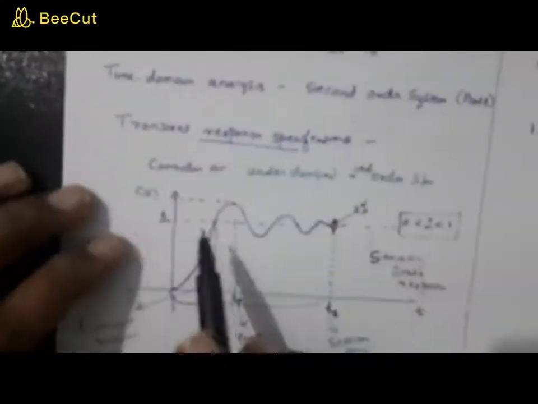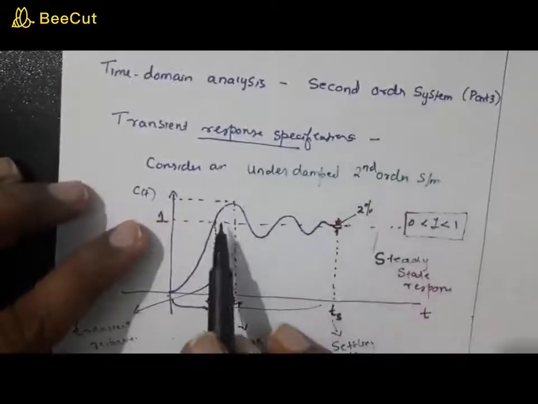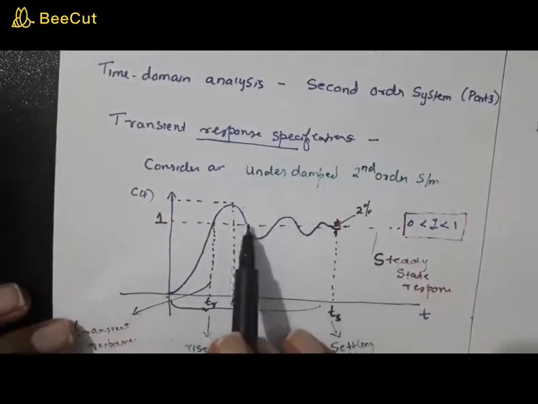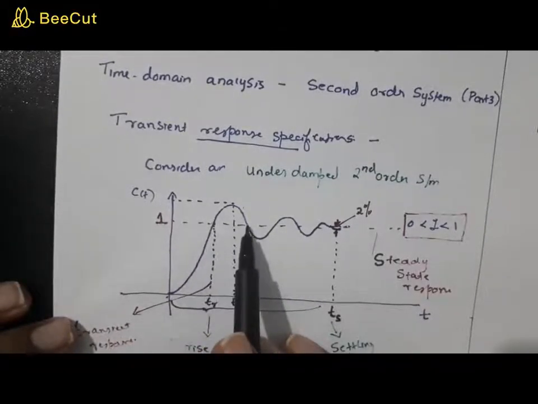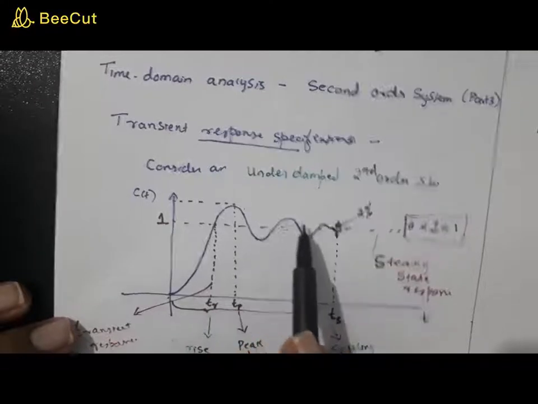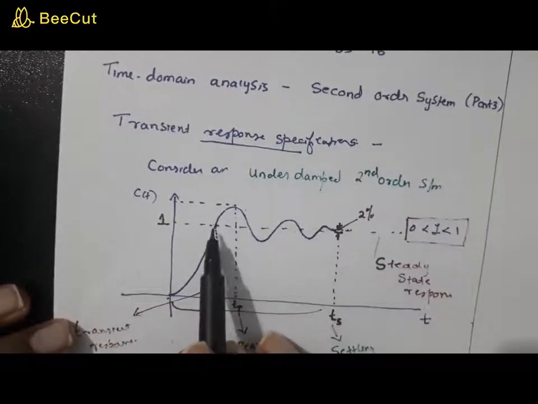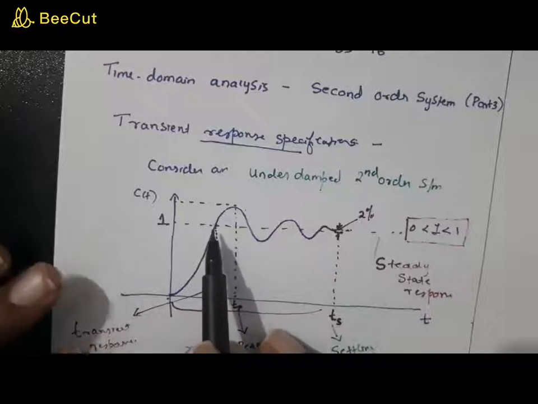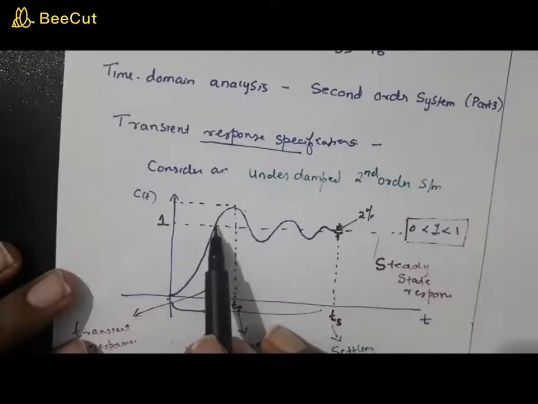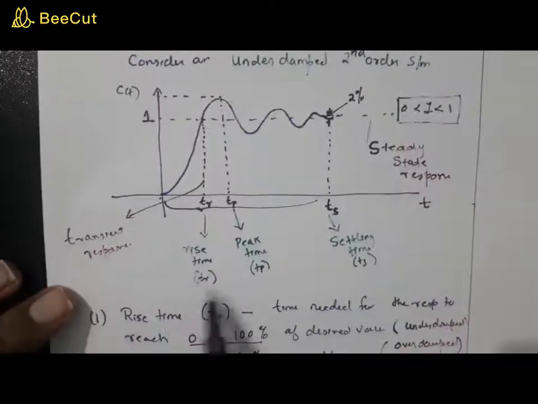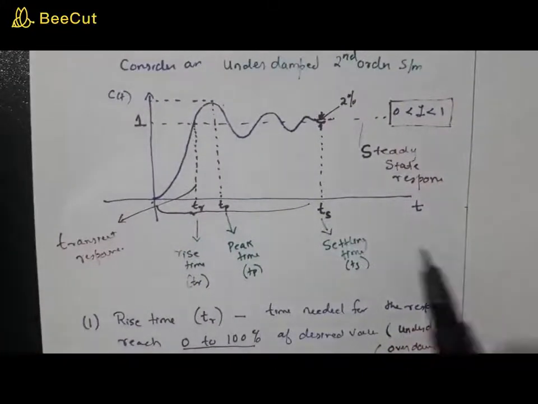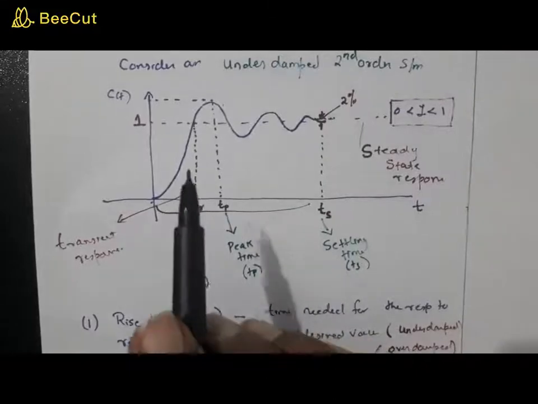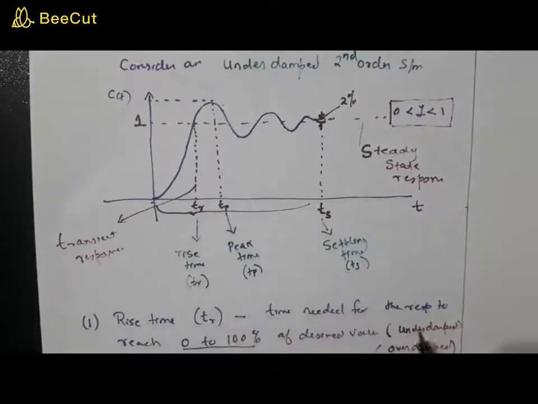So I'm considering this as the first instant, the first instant the output reaches there. Now when you go through this, you can see that this output passes through this 1 again many times. So this is the first instant where the output reaches this 1, and that time is what is called the rise time. So you can say in an underdamped system, it is the first instant at which the output reaches 100%. That also you can specify when you give the rise time definition.